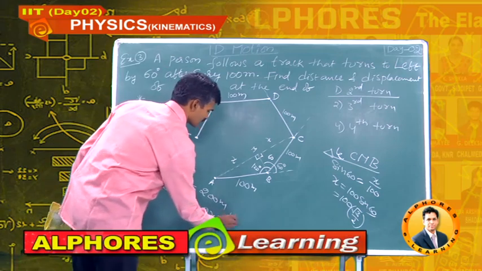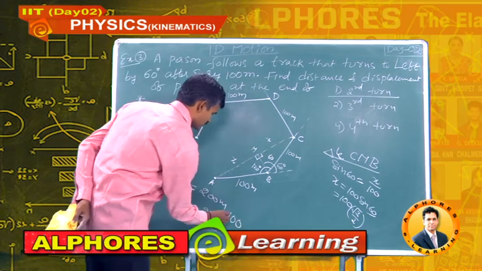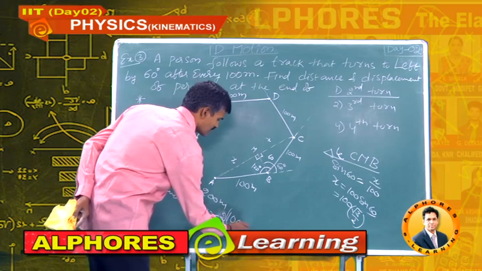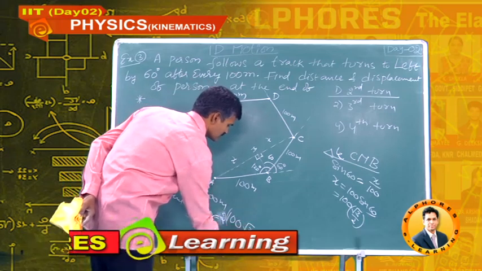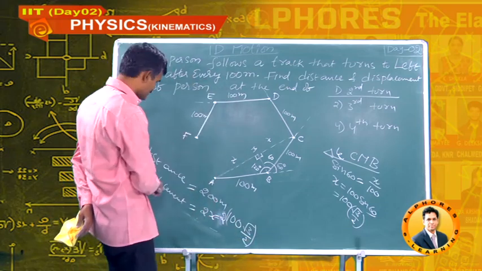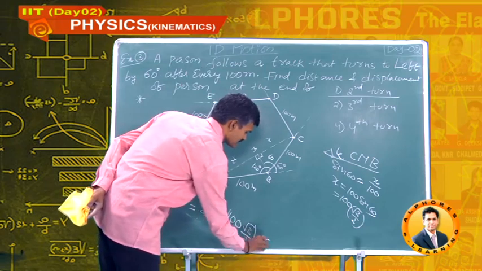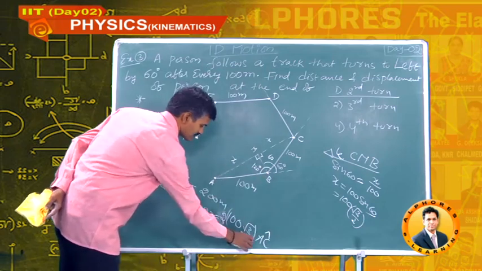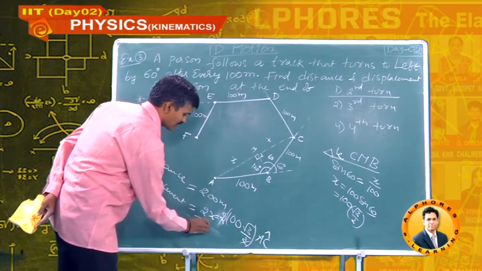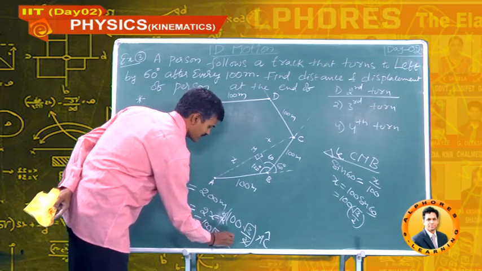So displacement is 2 into 100 root 3 by 2 meters into direction. It is a displacement, so we have to mention the direction, that is AC cap. On cancelling the 2, we will get a displacement of 100 root 3 meters into AC cap.